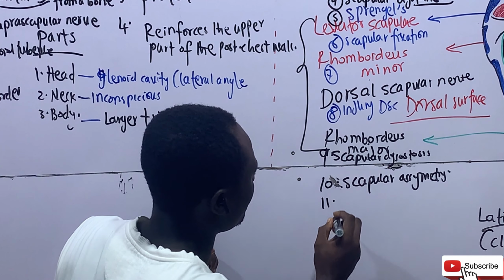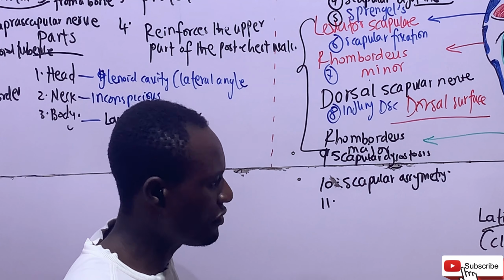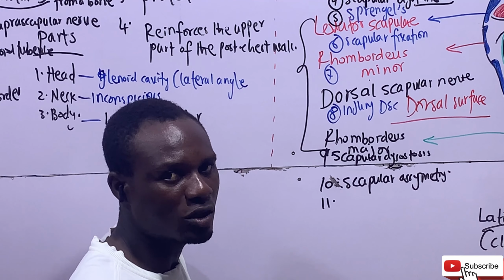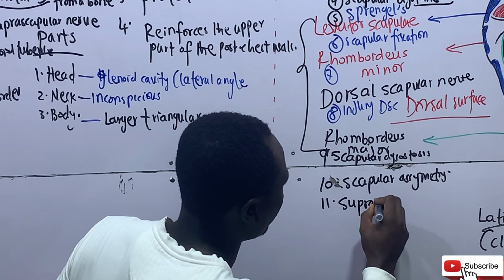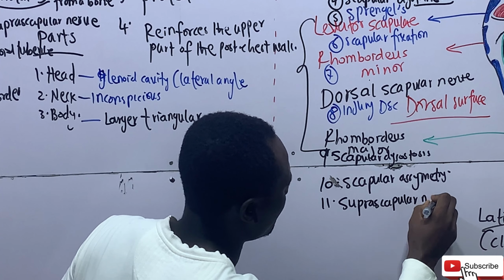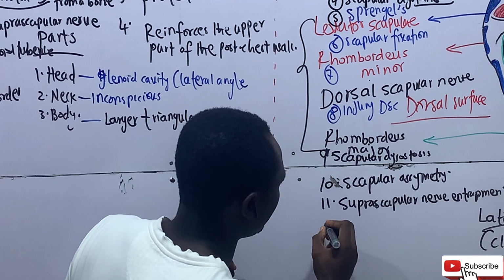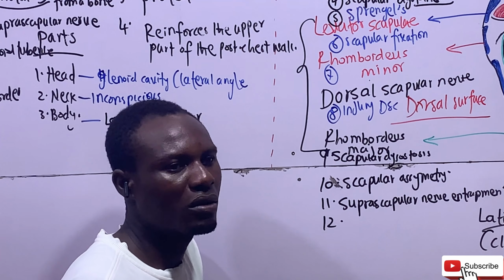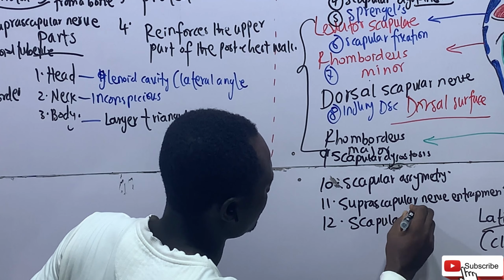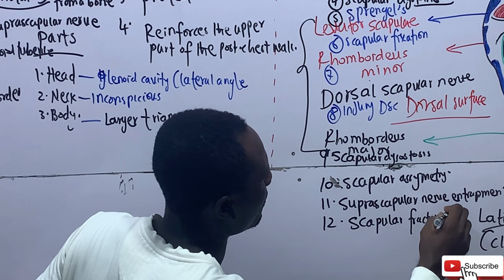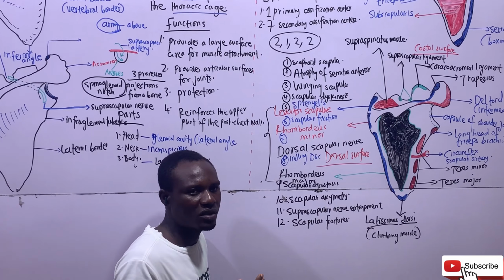Then what if the suprascapular foramen is too narrow and does not adequately transmit the suprascapular nerve? The suprascapular nerve tries to force its way and gets entrapped. That's nerve entrapment. You call that suprascapular nerve entrapment. Okay, so let's add a few more. The scapula can fracture, but it's not very common. So scapular fractures are not very common because the scapula is surrounded by lots of muscles. So the trauma must be heavy to cause fracture of the scapula.